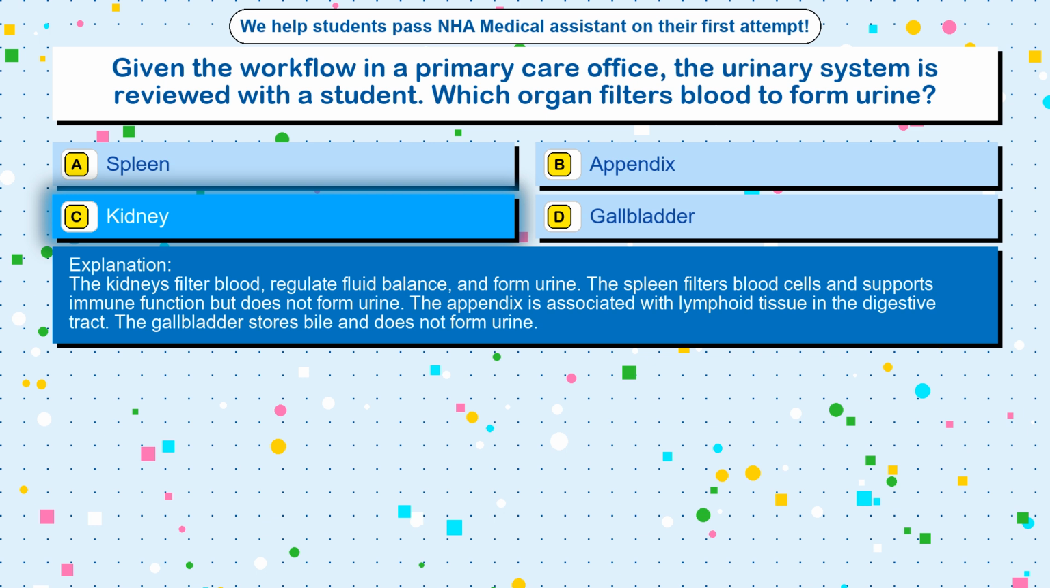The spleen filters blood cells and supports immune function but does not form urine. The appendix is associated with lymphoid tissue in the digestive tract. The gallbladder stores bile and does not form urine.